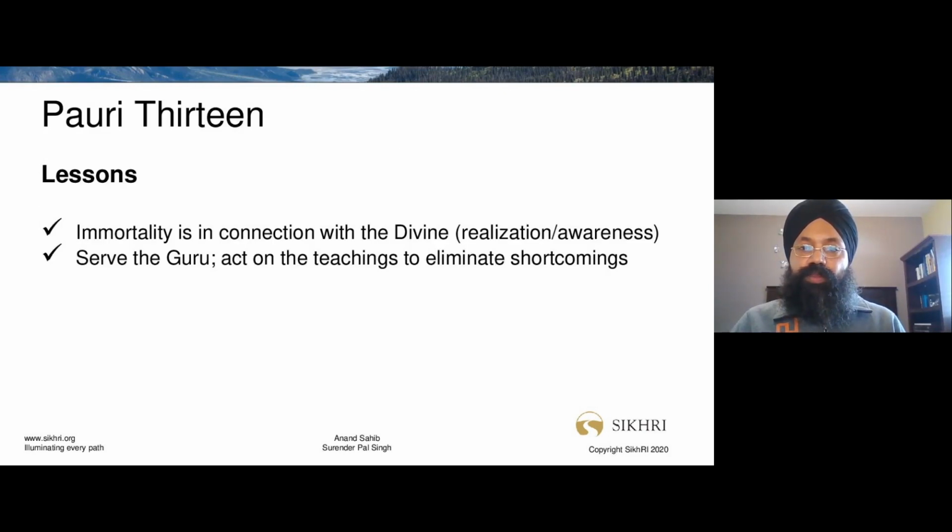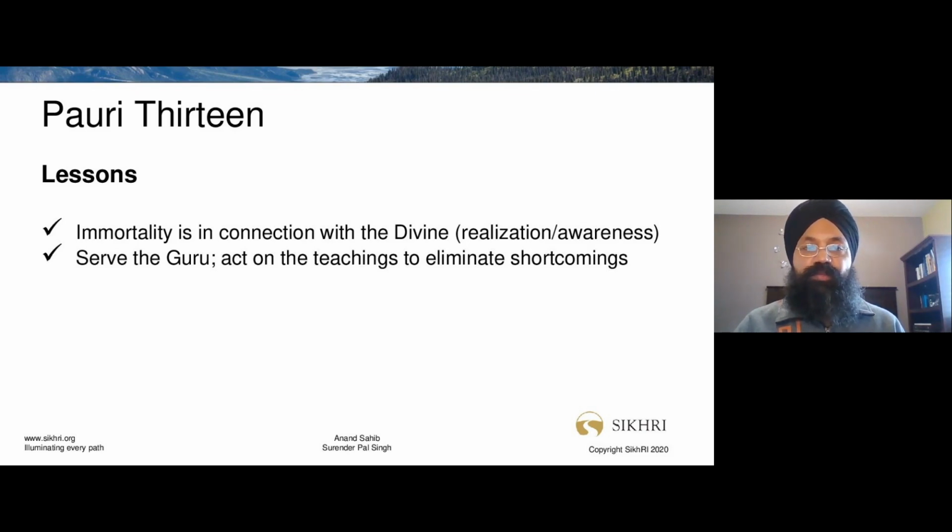So, what do we learn here? Immortality is in connection with the immortal divine, realizing the divine within and becoming divine-like. And that is our idea of immortality. There is no immortality in separation. There is no immortality in our perception of otherness. When we are engaged with Maya, when we have this idea of otherness in life, when we don't see divine in everyone, we cannot achieve immortality.